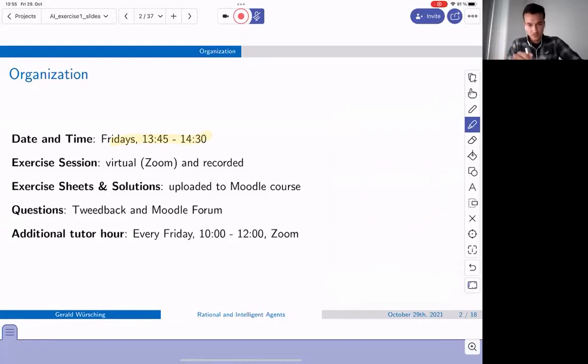Exercise sheets and solutions: as I said previously, we always upload them to Moodle, and you'll find the problems a week ahead, and afterwards you'll find the solutions after the exercise. For questions, you can use the Tweedback link that I think has been posted in the chat already. There'll always be a separate Tweedback link for the exercise sessions. I'll try to look at some of the Tweedback questions. I can't guarantee, unfortunately, that I'll answer all of them because it's a bit hard to do the exercise and at the same time answer the questions, but I'll do my best.